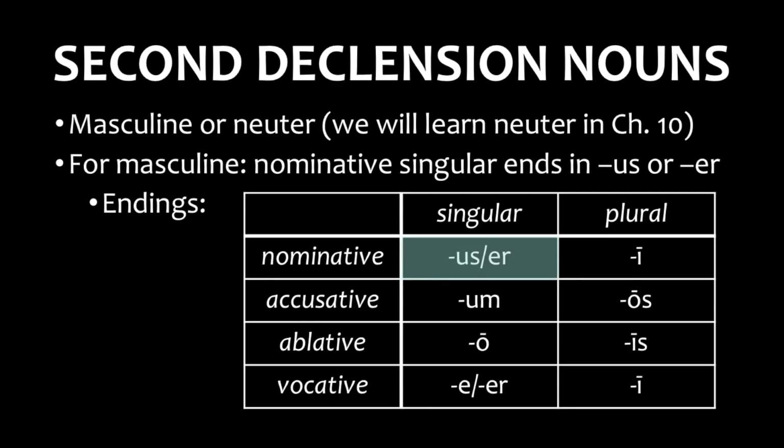Nominative, depending on the noun, ends in either us or er. And again, this is review, but you should be writing it down on your handout anyway. Accusative singular ends in um, ablative singular ends in o, and vocative singular ends in either a short e. If the nominative ended in us, then the vocative ends in a short e. Or if the nominative ended in er, then the vocative is the same as the nominative. It ends in er as well. Then the plural nominative ends with an I, accusative os, ablative is, and then I in the vocative.